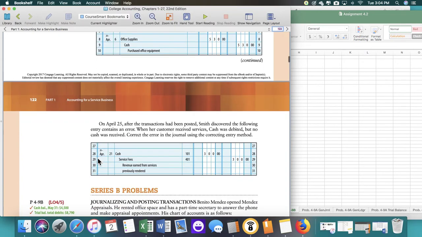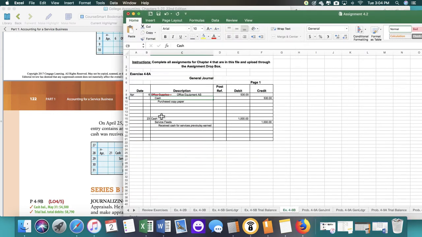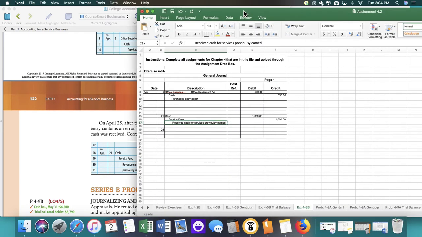So for the next one, we have to use the correcting method, which basically we're going to leave this transaction up, but down below it we're going to go to the 25th, which is the correct date. The textbook had the 21st. They had cash and service fees, and they had a different amount of $300. So we'll make the initial changes.